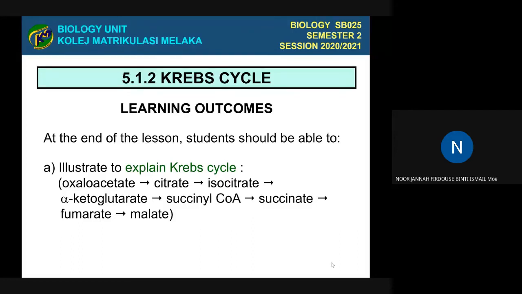Hi, I'm going to explain Krebs cycle in this video, so please listen carefully. The learning outcome for Krebs cycle is for you to be able to illustrate Krebs cycle. Illustrate to explain Krebs cycle. So you need to memorize all of the substrate and then be able to explain what happened to the substrate throughout the cycle.